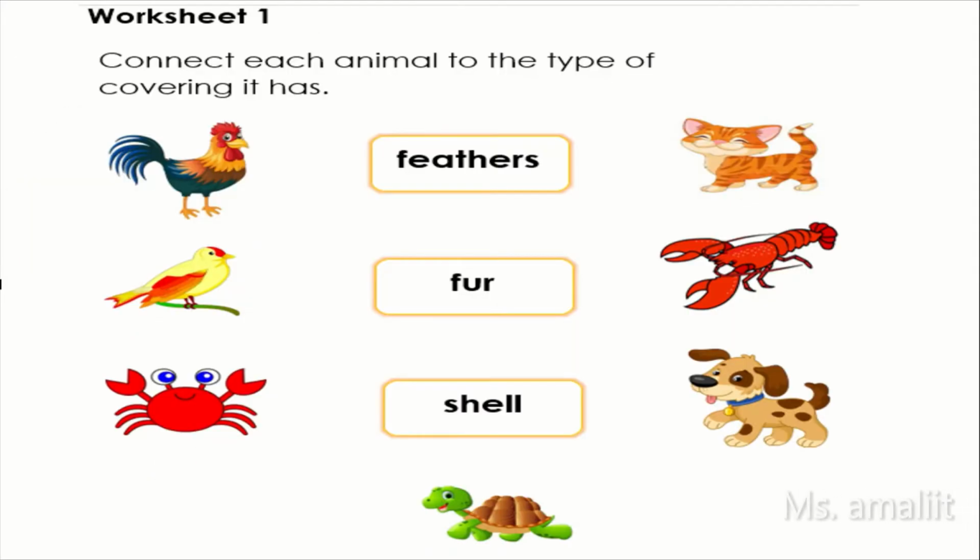So now kids, are you ready? Worksheet number 1. Connect each animal to the type of covering it has. Okay, number 1. Kids, what picture is this? What is the body covering of this animal? Is it feathers, fur, or shell? Draw a line like this.